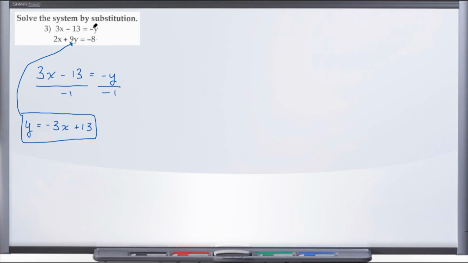And so in this case, we took equation number 1, solved for y, and so now we're going to take this result, the -3x plus 13, and plug it in for y into equation number 2, the equation we didn't use. So what does that look like? Well, we have 2x plus 9, and now we're taking this y out and plugging in our -3x plus 13, because that's what we're saying y is equal to. So 2x plus 9 times (-3x plus 13) equals -8.